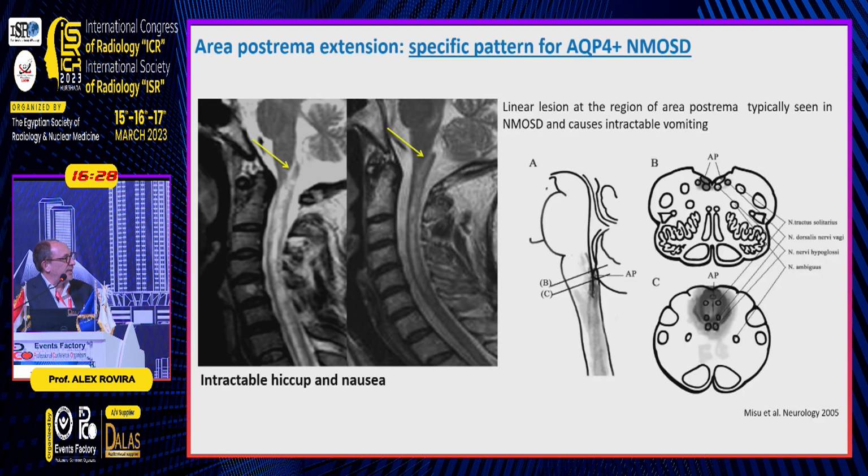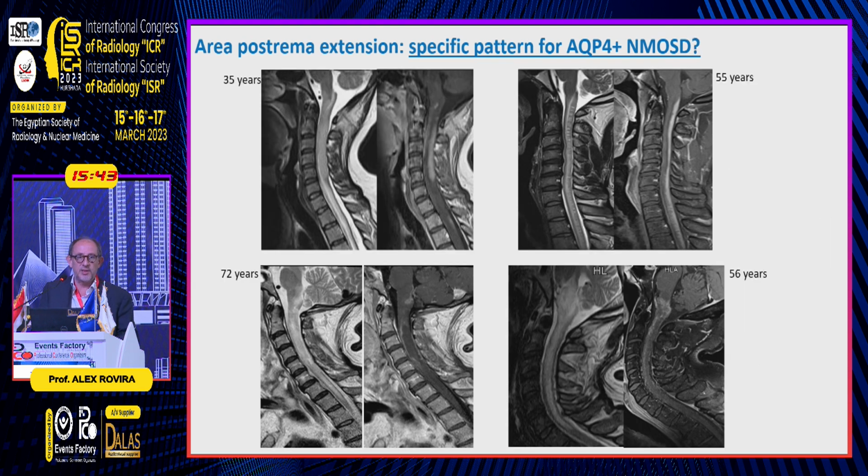Another sign that also has been proposed some years ago, in 2005, is the extension of this longitudinal extensive myelitis involving the cervical segment into the area postrema, the dorsal part of the medulla oblongata. This is important from a clinical point of view because it explains why it's so frequent that patients showing these imaging findings have hiccups and nausea, because the lesion involves these nuclei here that produce these effects. So initially it was thought that this was very specific for aquaporin 4 NMOSD, and we have several cases showing this finding, extension to this region. However, again, we have to be careful because this is not completely specific for this condition.